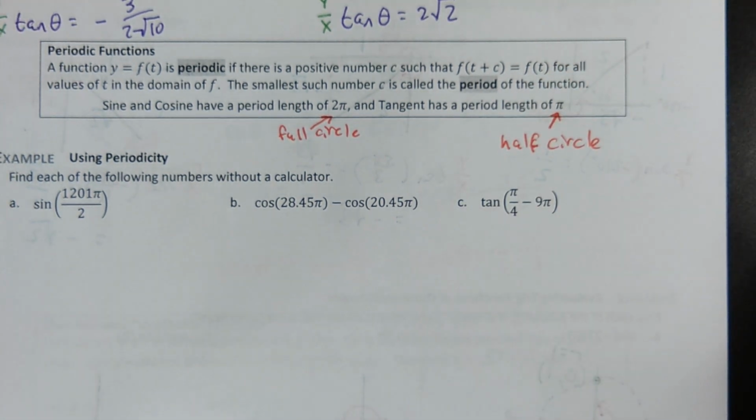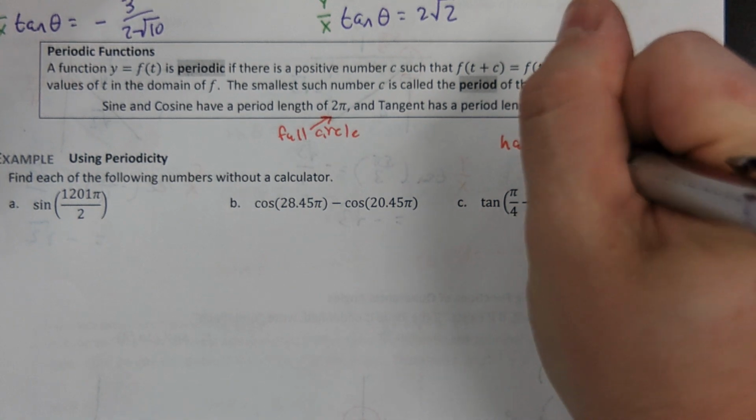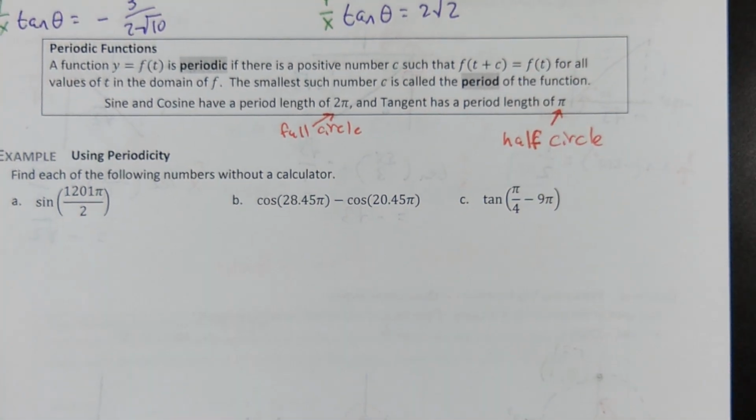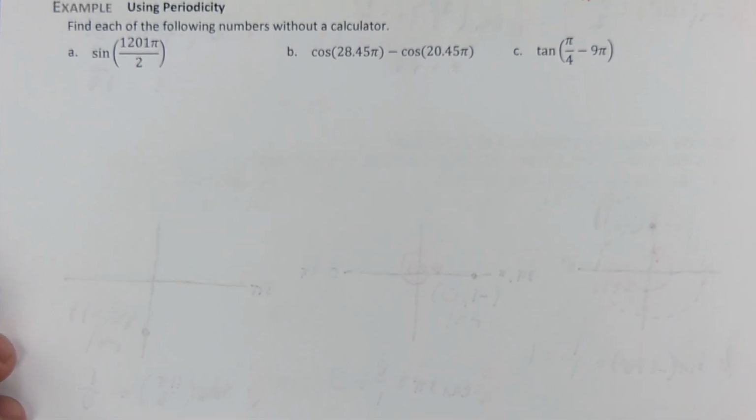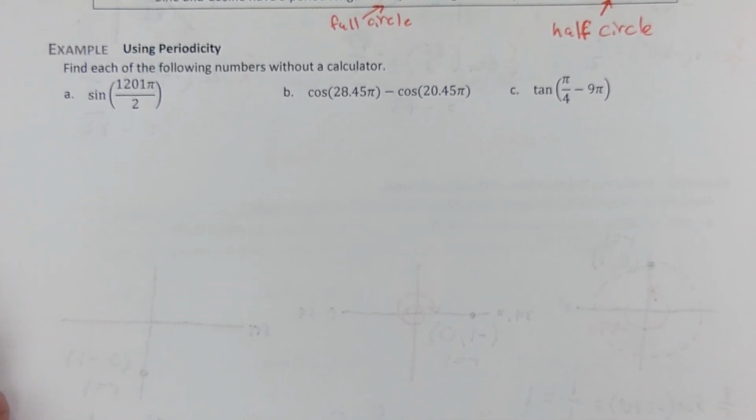So sine and cosine, and their reciprocals, repeat themselves every full circle. Tangent, and its reciprocal, repeat itself every half circle. Isn't that neat? This gives us the ability to evaluate ridiculous trigonometry by hand.